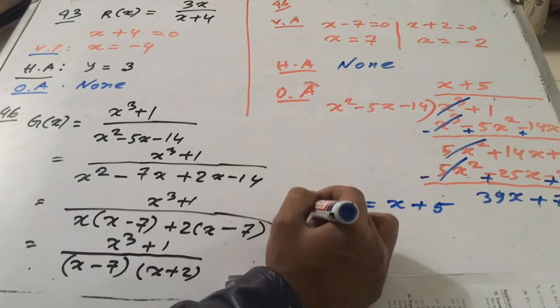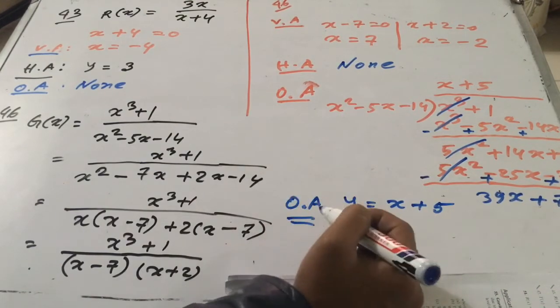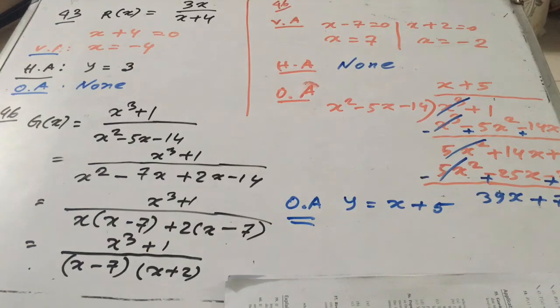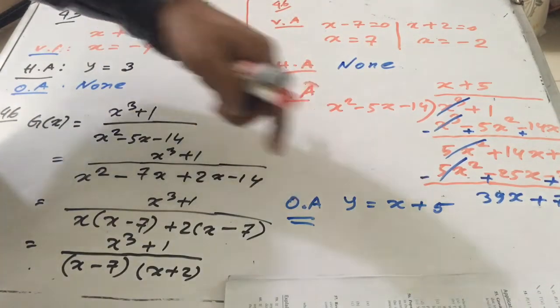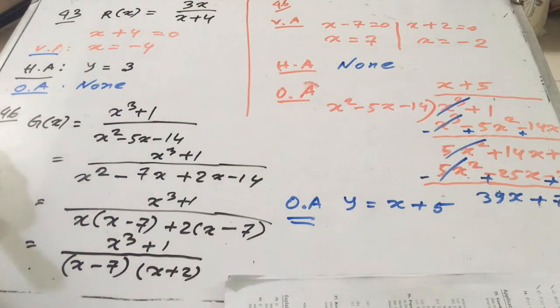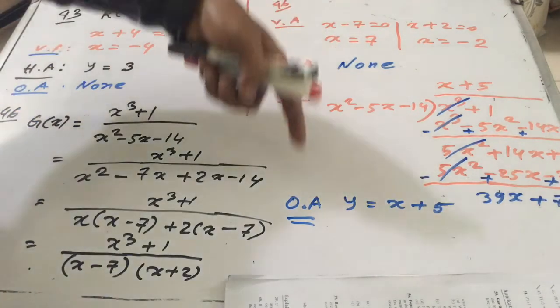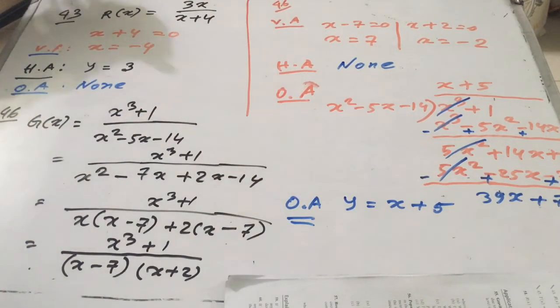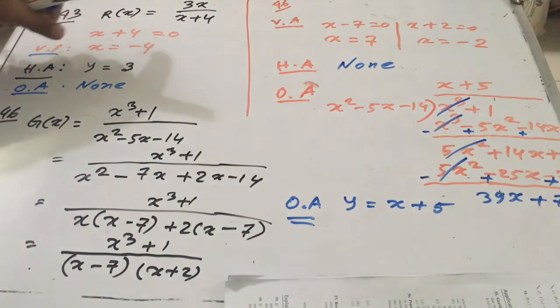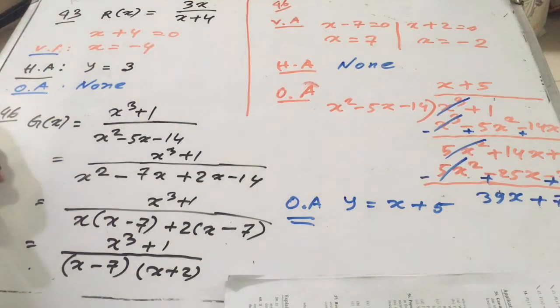So the oblique asymptote of this 46 number is y equals x plus 5. Now you can see 46 number is a little bit lengthy, but 43 number was very small. The reason is when there is an oblique asymptote, then we have to go through this process. We always have to go through this process. So that's the point here.